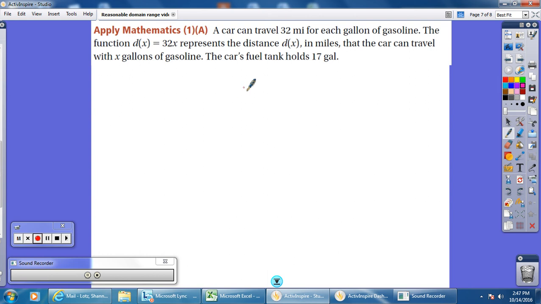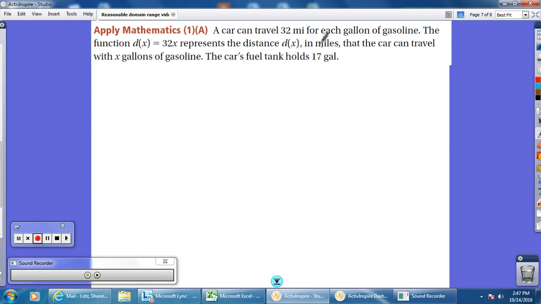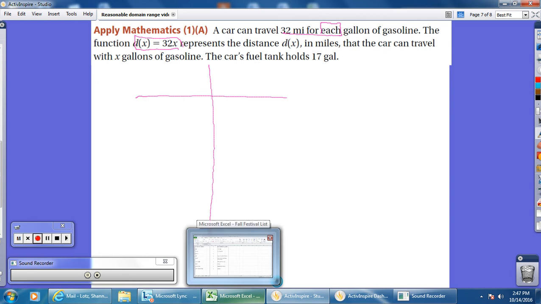All right, a car can travel 32 miles for each gallon. Uh-oh, 32 miles each. There's a power word. We have a function that represents the distance that a car can travel with x gallons of gasoline. So the car's fuel tank holds 17 gallons. Okay, again, we can make our table, right? And then we have our function.